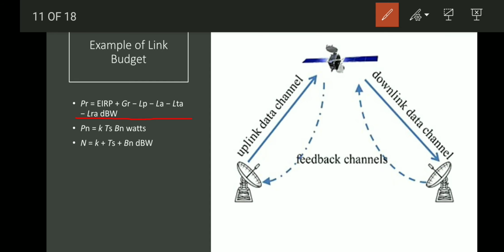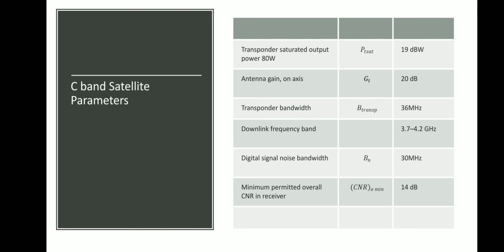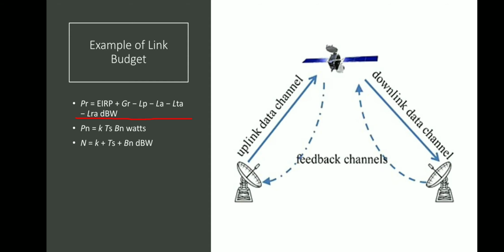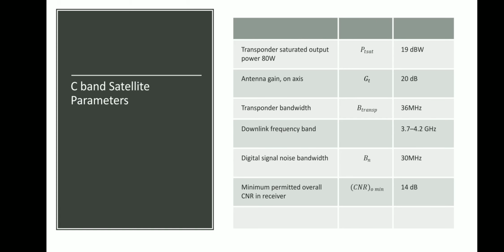Similarly, we have the noise power. Noise power is equal to KTSB, which we also went through in detail in the last lecture. To calculate it in dBW, we add the individual values: N equals K plus TS plus BN, where K, TS and BN are all in dB. So we convert these to dB and then directly add them up. Now we will see this example. There are two to three things involved: the details of the uplink transmitting antenna, the details of the satellite, and the details of the receiving Earth station.